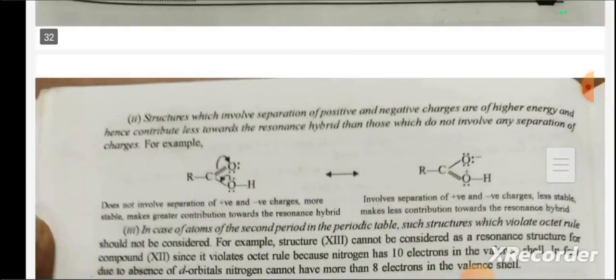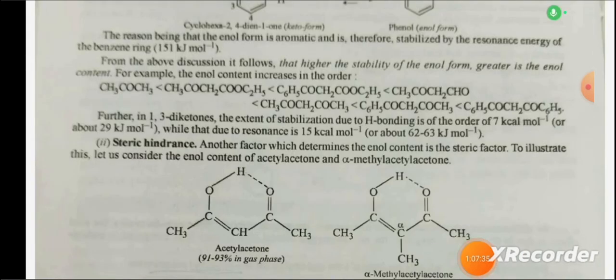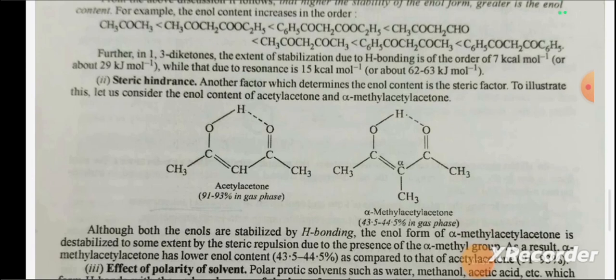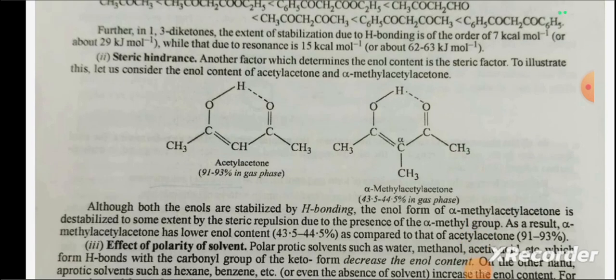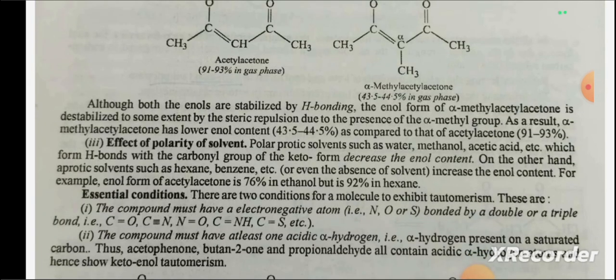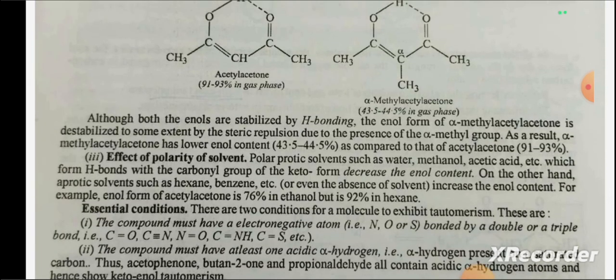The second is steric hindrance. Another factor which determines the enol content is the steric factor. To illustrate this, consider the enol content. Although both enols are stabilized by H bonding, the enol form of alpha-methyl acetylacetone is unstable to some extent because of steric repulsion due to the presence of the alpha methyl group.